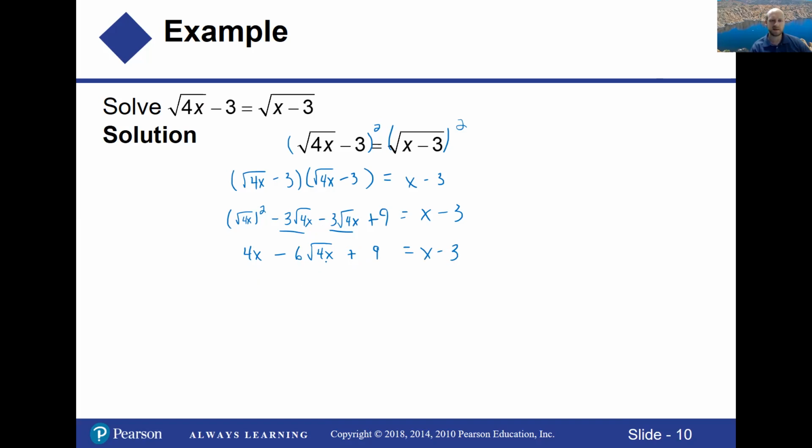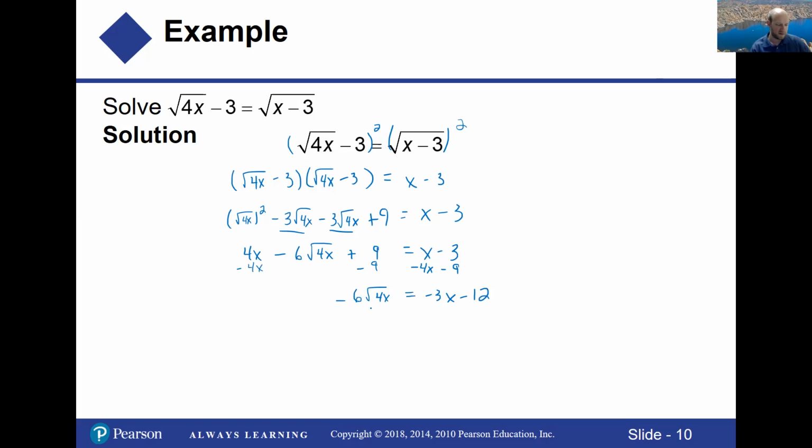Let's try to get this square root alone on the left side. So I'm going to subtract this 4x. I will show some of these steps here because it can get a little confusing. And then I'm going to subtract the 9 over here. So I have negative 6 times the square root of 4x equals negative 3x minus 12. And then at this point, what we can do is divide.